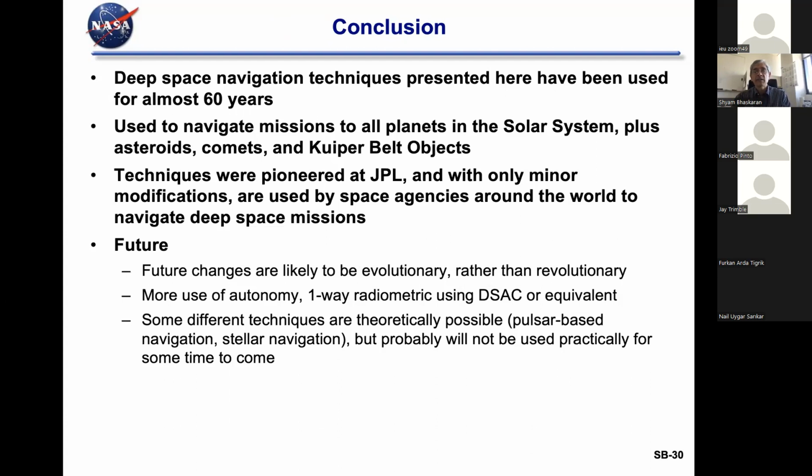The techniques I'm talking about here are used by pretty much every space agency that flies missions around the solar system. Any future changes to our navigation system are likely to be evolutionary rather than revolutionary. I think there'll be more use of autonomy, the one-way radiometric using DSAC. And there are some interesting techniques that are theoretically possible, called pulsar-based navigation and stellar navigation. These are good things for the future, but they probably won't be used for another decade or so, at least till they're really available. And even then, we'll be using our ground techniques for quite a number of years.